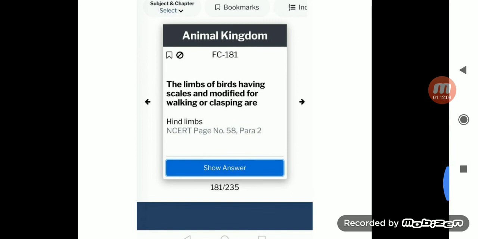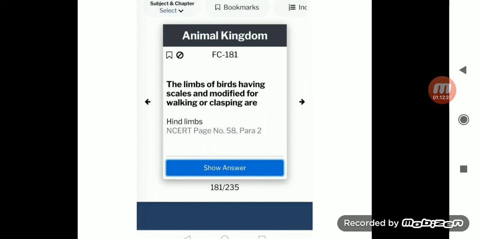The limbs of birds having scales and modified for walking or clasping are hind limbs.